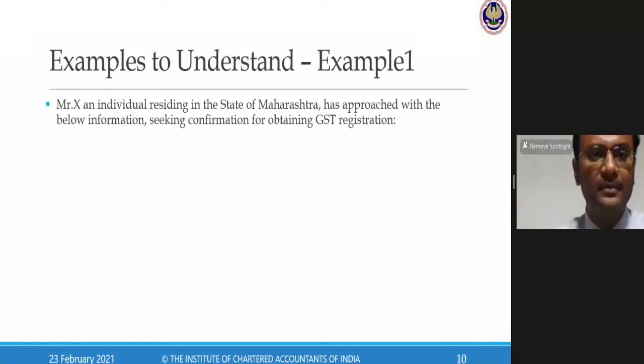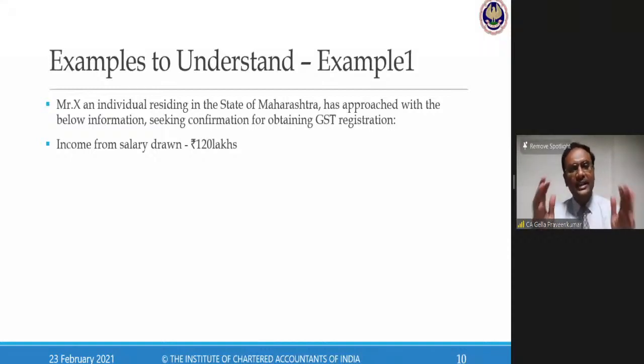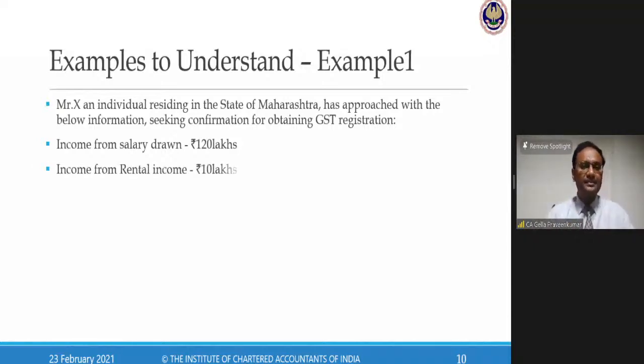Now, first example. This is something we have discussed, but again, let us have more clarity with respect to this particular concept of registration. Mr. X, an individual, is residing in the state of Maharashtra. This X has approached you with the below information, where he says, please confirm whether I have to take a GST registration. He says, my income from salary is 120 lakhs. So he has given details for a particular financial year.